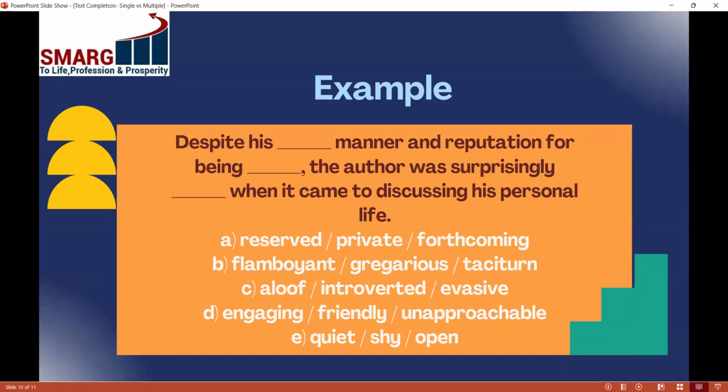Okay. Now, next one. Despite his dash manner and reputation for being dash, the author was surprisingly dash when it came to discussing his personal life. This one is good.